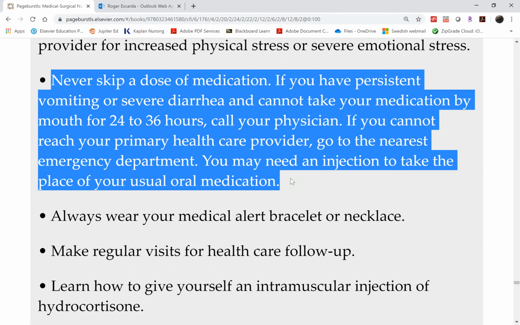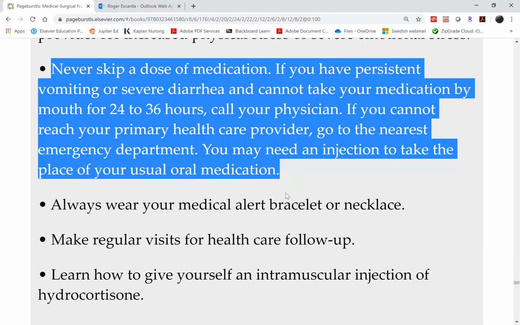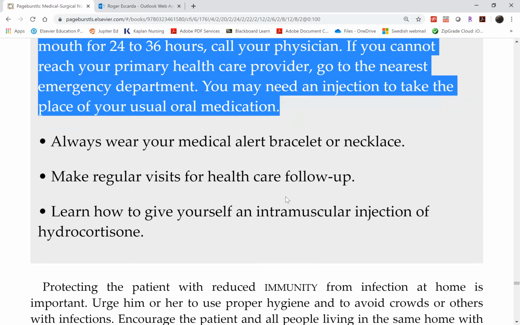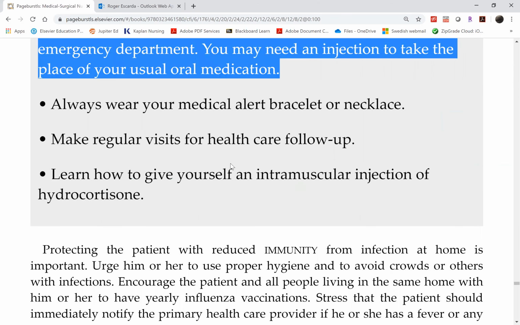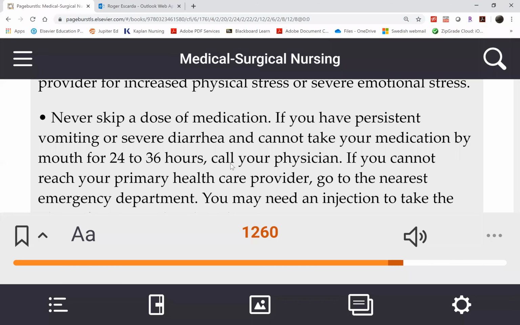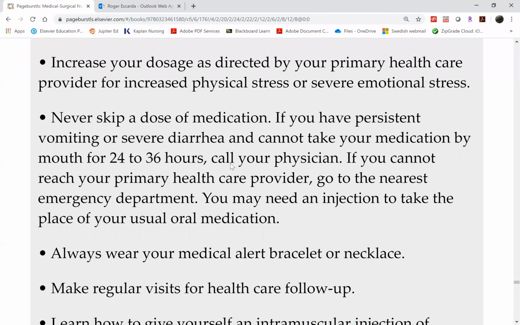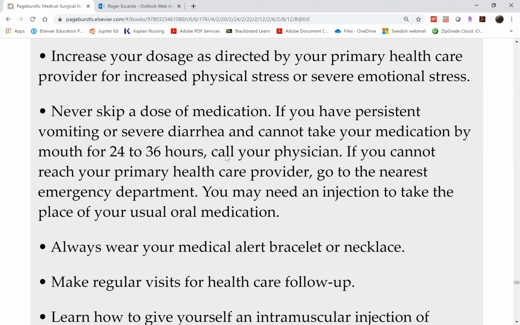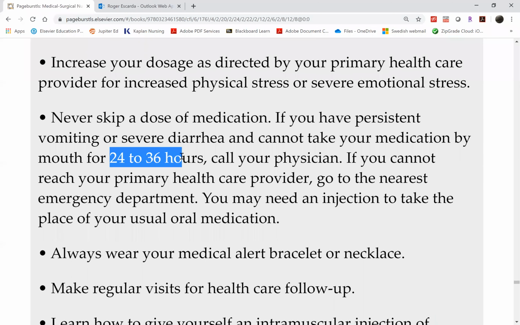In that case, the patient will have to either give themselves an IM dose, or if they can't, or they don't know how to, or they don't have the means, then go to either the doctor or the emergency department. So under no circumstance must they stop the medication, okay? Especially for 24 to 36 hours. Any questions?